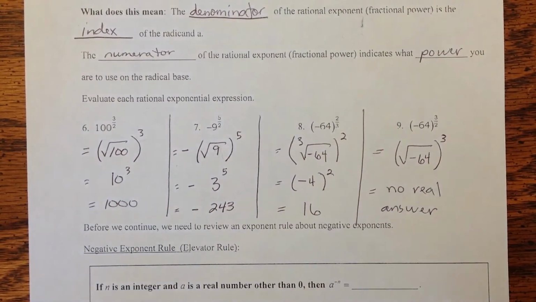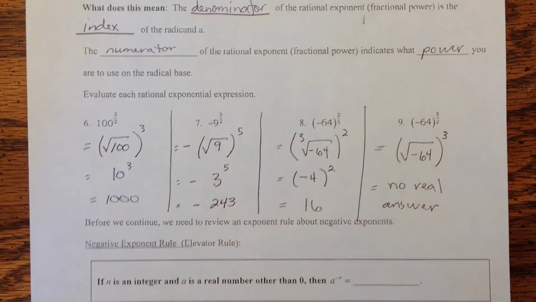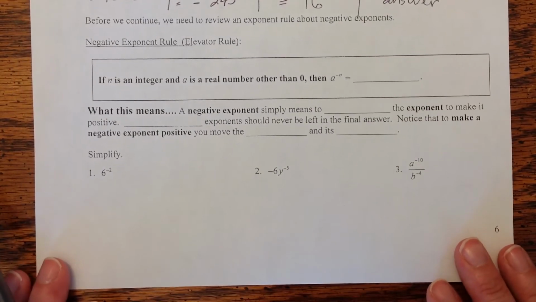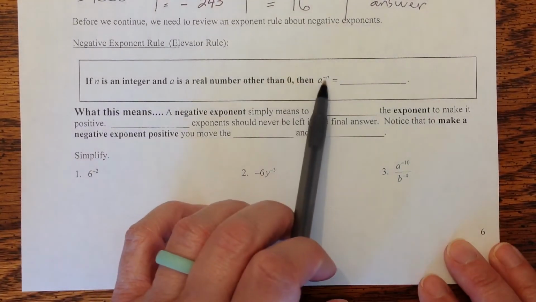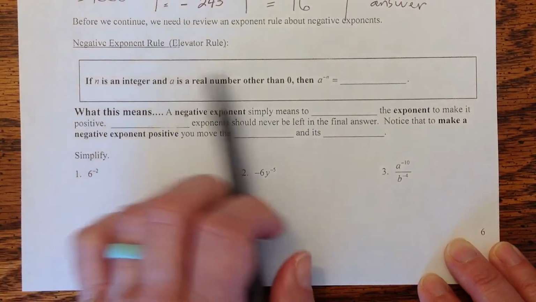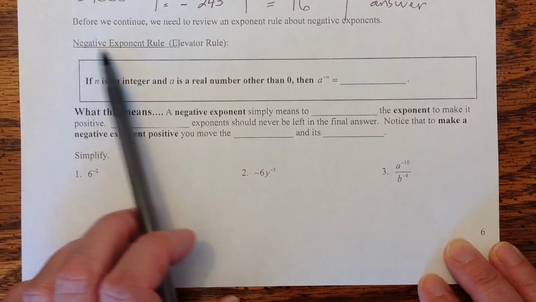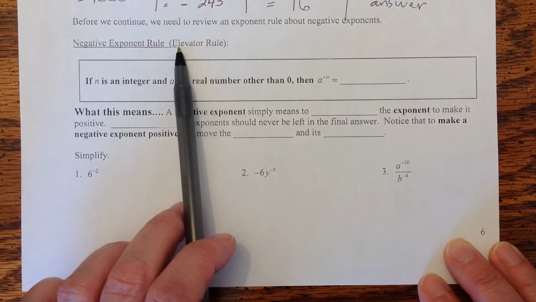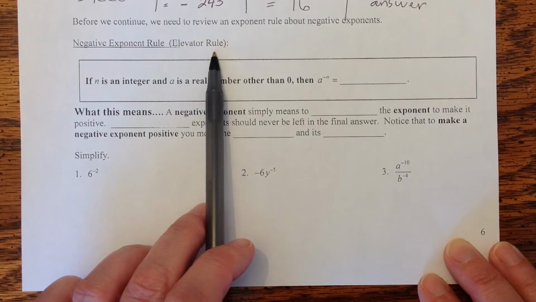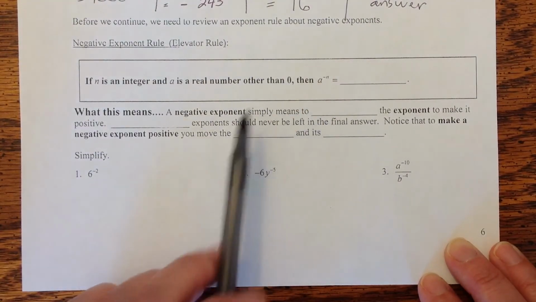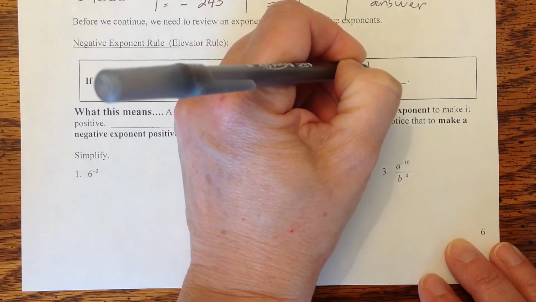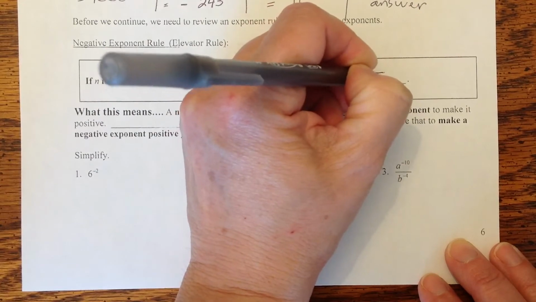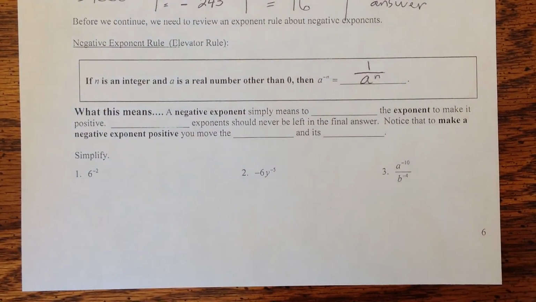Now, before we can simplify any more of these, we need to pause and learn an exponential rule. What we haven't seen yet on any of our exponents is a negative. So we need to talk about what we do if we see a negative. We're going to learn the negative exponent rule, which sometimes is referred to as the elevator rule. An elevator only goes up or down, and that's exactly what the rule states. The rule states that this negative wants to be positive, so the whole base and the power would drop below the fraction bar. So we'd write 1 over a to the nth power.